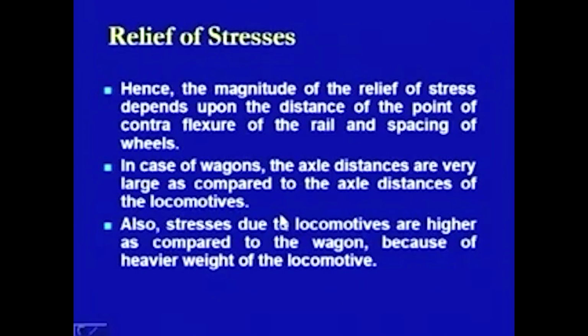And similarly, the stresses which are caused due to the locomotives are obviously higher as compared to the wagons, because the weight of the locomotive is much higher. So, when we are designing, when we are trying to find out the track modulus, or the stresses being induced in any component of the track, what is important is the locomotive. And as we have seen, the axial load of those locomotives varies from something like 10 tons to around 25, 27 or 28 tons.